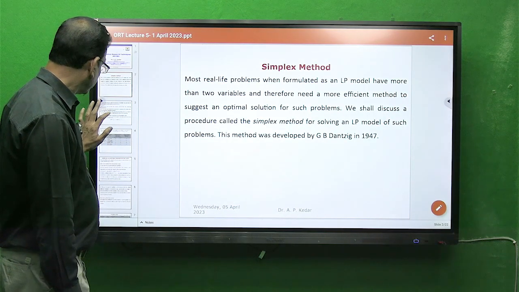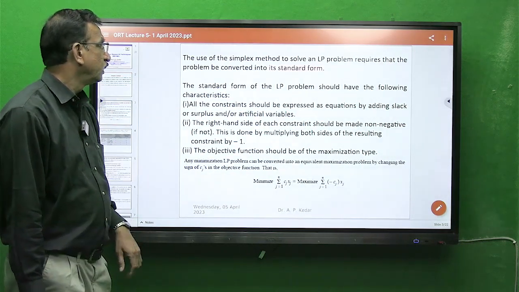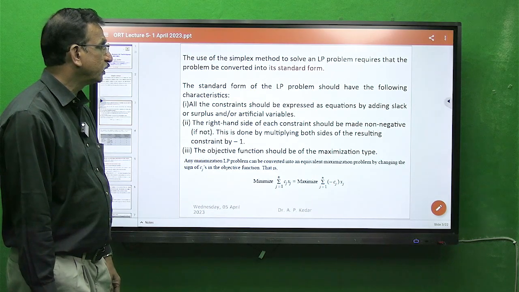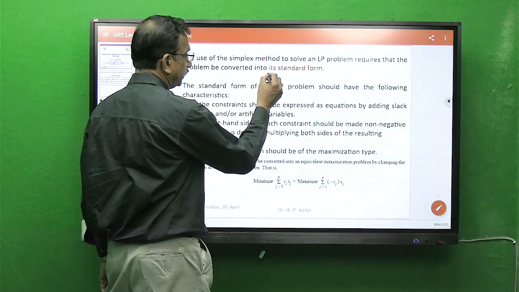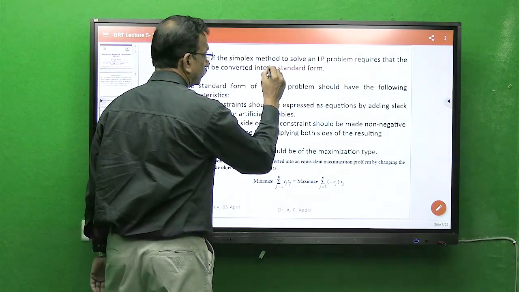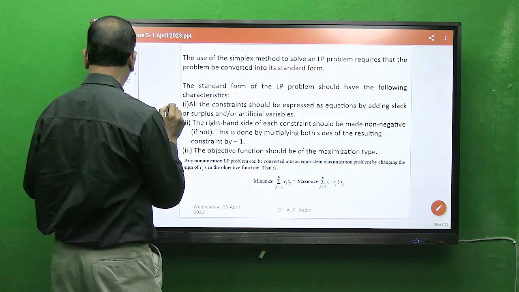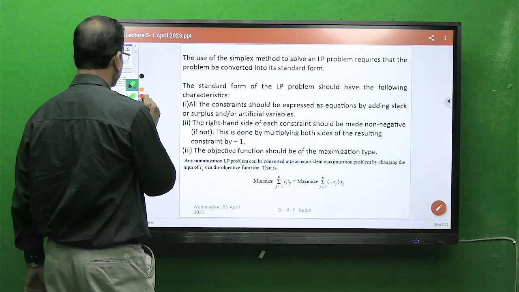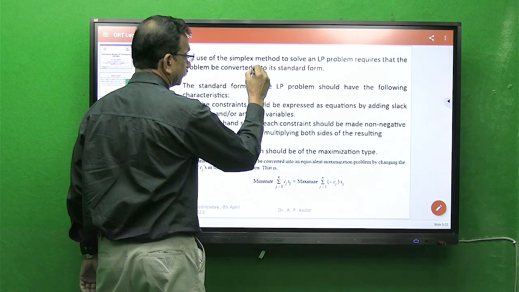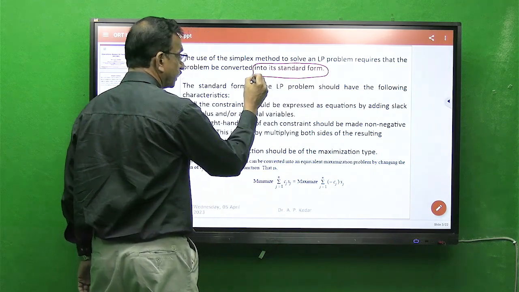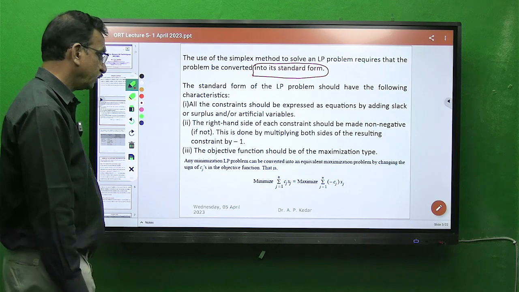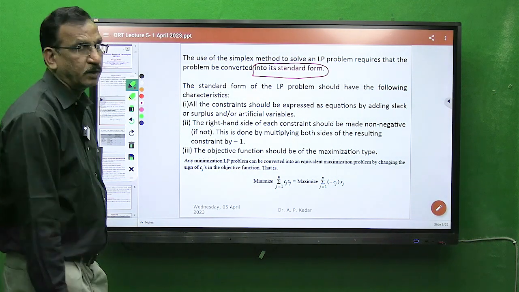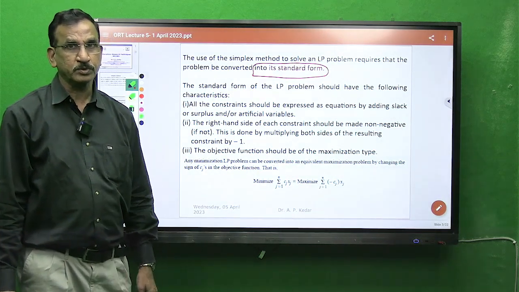Now here you can see the use of the Simplex method to solve an LP problem requires that the problem is converted into its standard form. The problem is to be converted into its standard form, that is the requirement. So now let us check what we mean by the problem being converted into standard form.